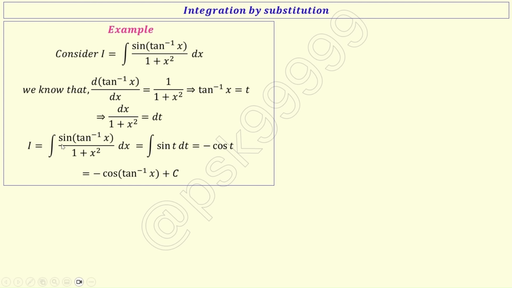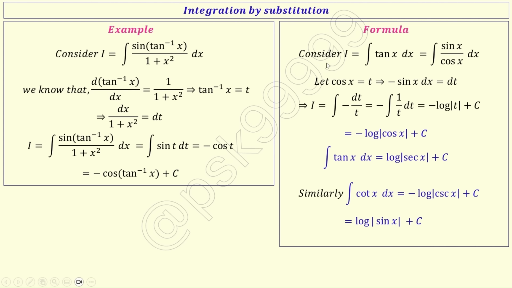Now I will replace it. Now my I is sin t, because tan inverse of x is t, and dx by 1 plus x square is nothing but dt. So this is integration of sin t dt, which is minus cos t. Now I will replace t, so minus cos of tan inverse of x plus c. Hope you understand such a complex integration by the substitution method. We simply did it just using integration of sin t dt. That's it.